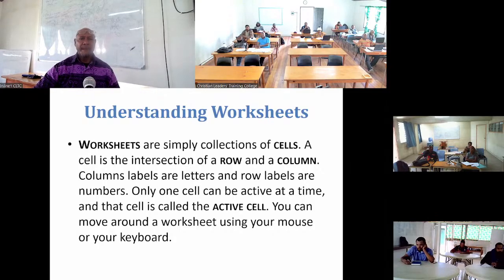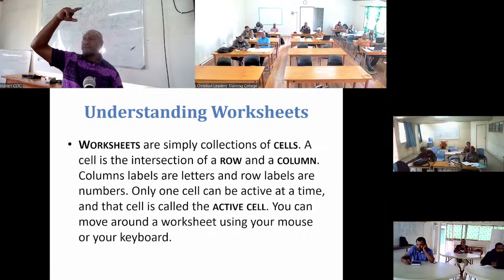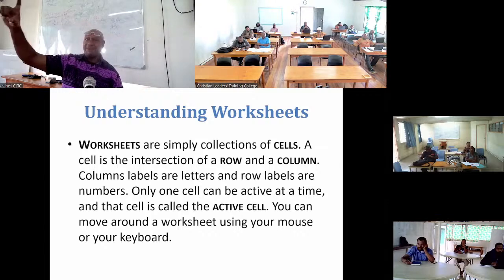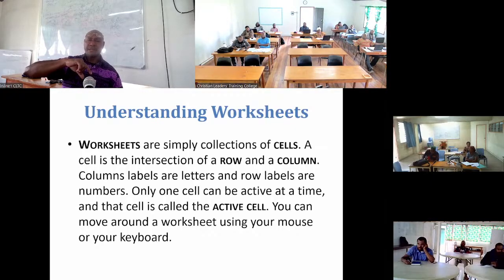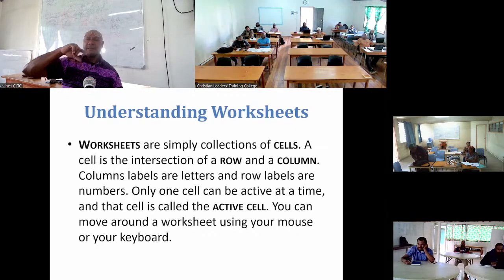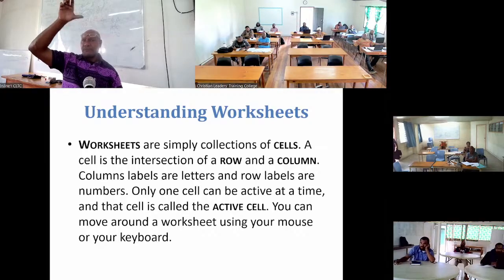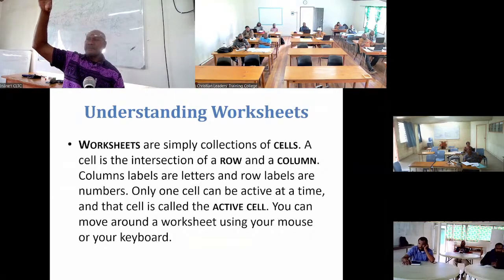Okay. An active cell. We saw 40 rows in that example, and 27 columns. 40 rows running across and 27 columns running down.